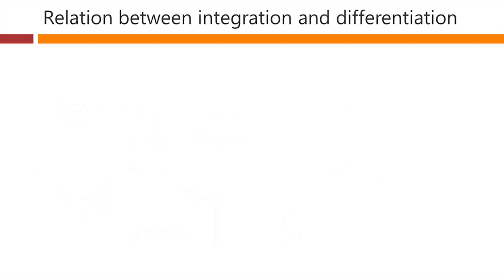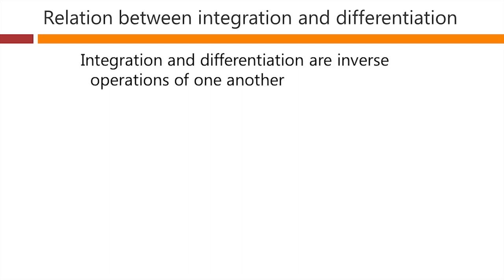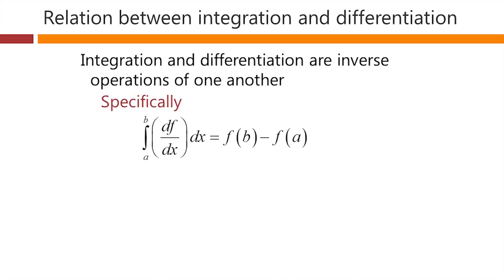One very important concept is the relation between integration and differentiation. Basically, they are inverse operations of one another. Specifically, if we take the integral from a to b of df by dx, the derivative of f with respect to x, then the result of that is f of b minus f of a. So the integration has undone the differentiation and got us back to values of the function. Because we put limits on the integral, we have both of these values of the function here. But the concept is still that the integration has basically undone the differentiation.